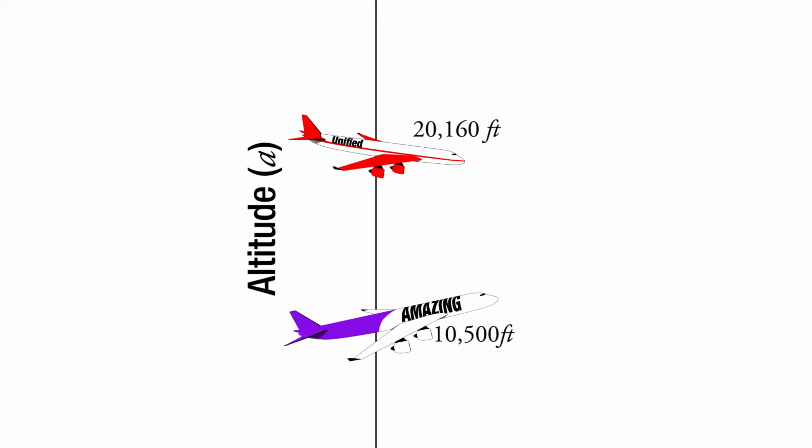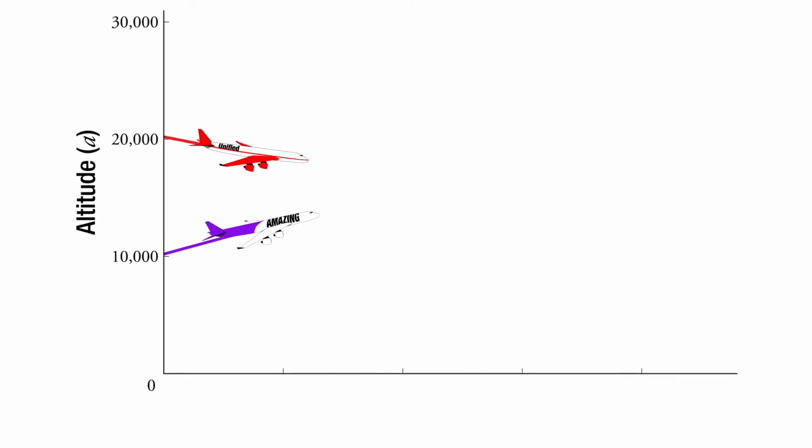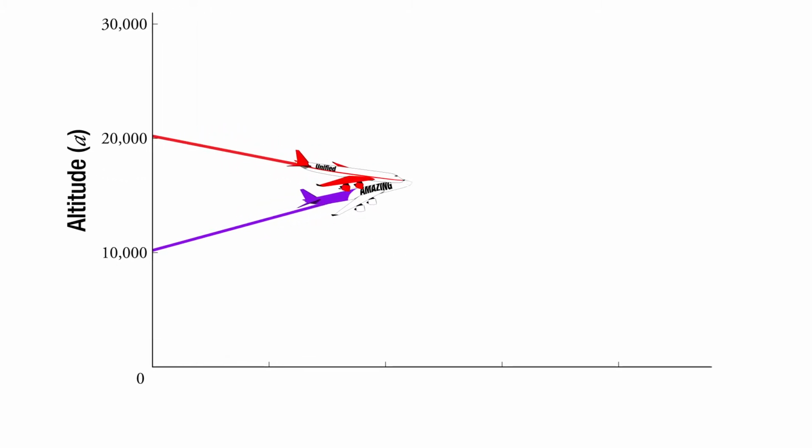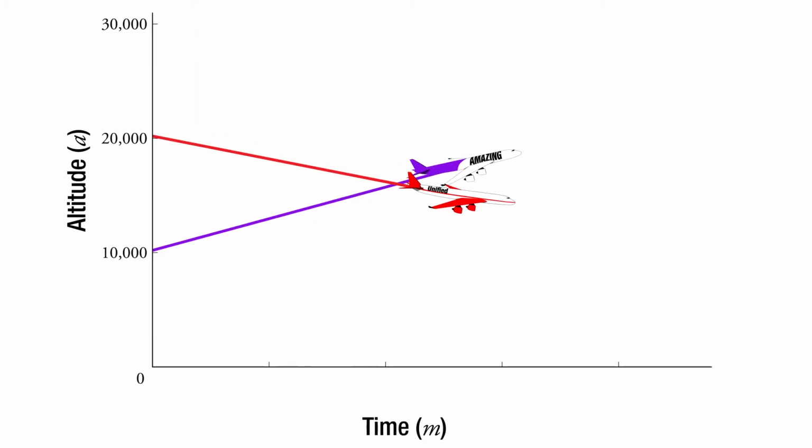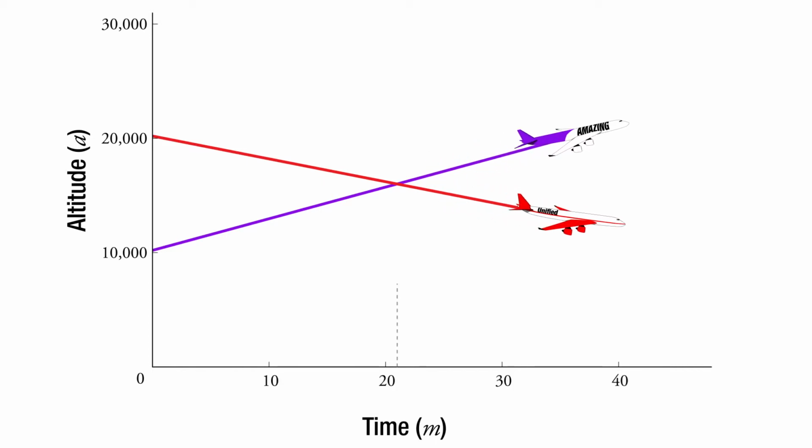So here we have two airplanes. One is starting at one height and descending, and one is starting at the same time at a lower height, and it is ascending. And the question is, at what time, after how many minutes, will the flights be at the same altitude?